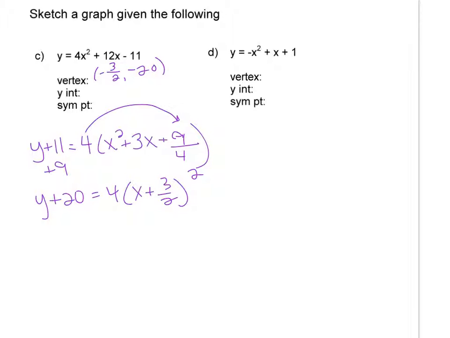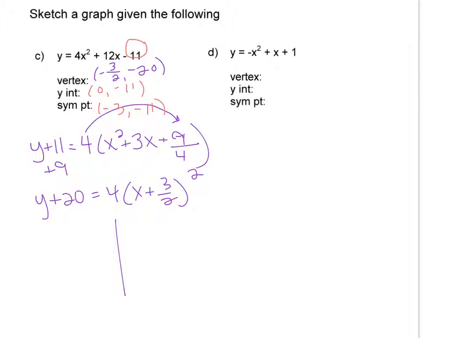My y-intercept is going to be right here, this c value. And so you're looking at a y-intercept of 0, negative 11. So my symmetric point is going to be equidistant. So if my vertex is negative 3 halves, and if you go another 3 halves to the right, you're at negative 3, negative 11.